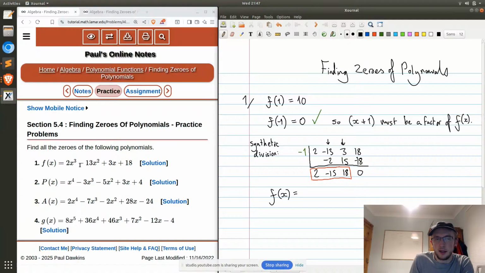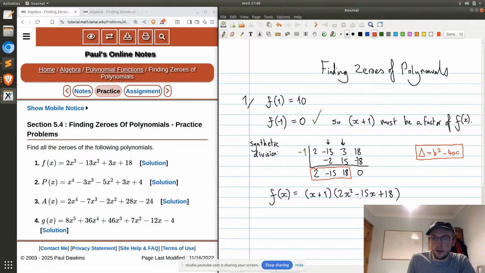So f of x can now be rewritten as x plus 1 multiplied by the quadratic, 2x squared minus 15x plus 18. Now, can that quadratic be factored? Yes or no? Well, don't forget, we can always use the discriminant, b squared minus 4ac. And that can test if something can be factorized or not.